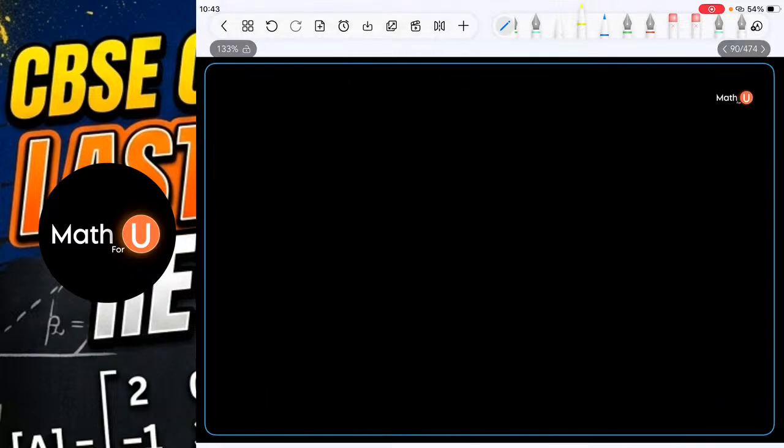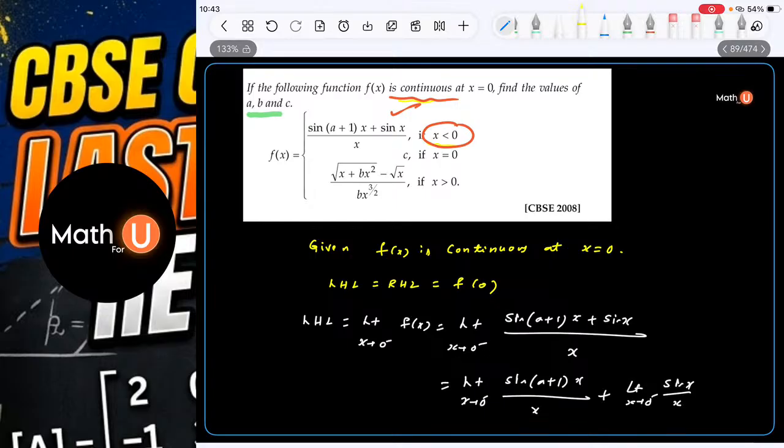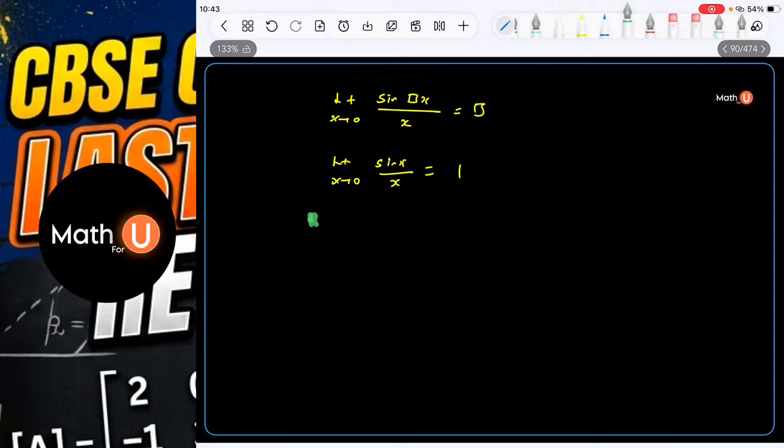See, in the previous problem I told that limit x tends to 0 of sin of some box x by x, this value is equal to box, right? Similarly, limit x tends to 0 sin x by x, this value is equal to 1. Apply both. This value is equal to a plus 1, this value is equal to 1, that is equal to a plus 2. Left hand limit is equal to a plus 2. Then find right hand limit also.